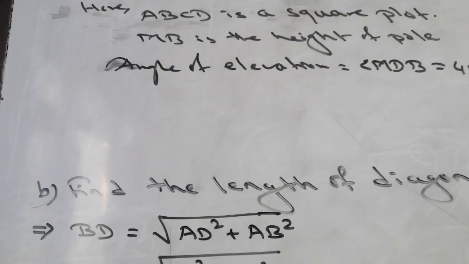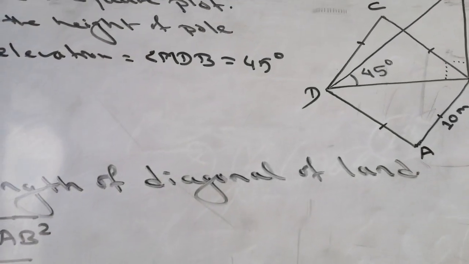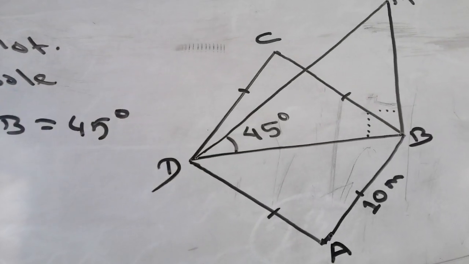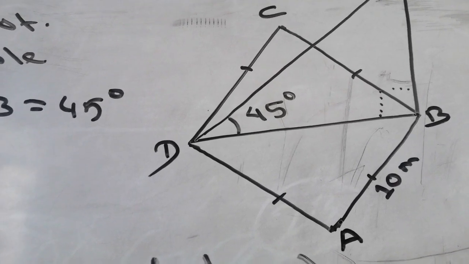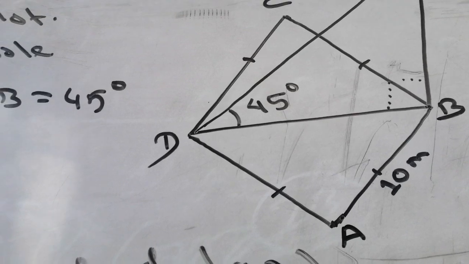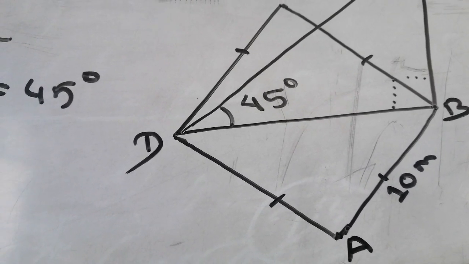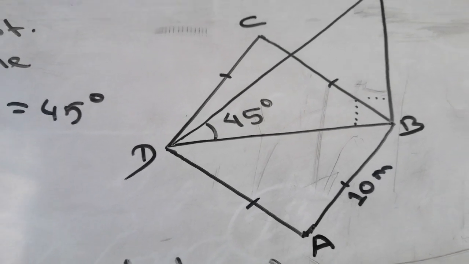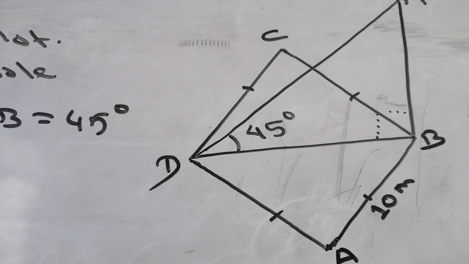And the next question is, find the length of diagonal of land. In this plot, if we have to find out the length of diagonal, it means we need to calculate the length BD. Since ABCD is a square, every side of the square is equal, and in a square, every angle is 90 degree. So triangle ABD formed is a right angled isosceles triangle.